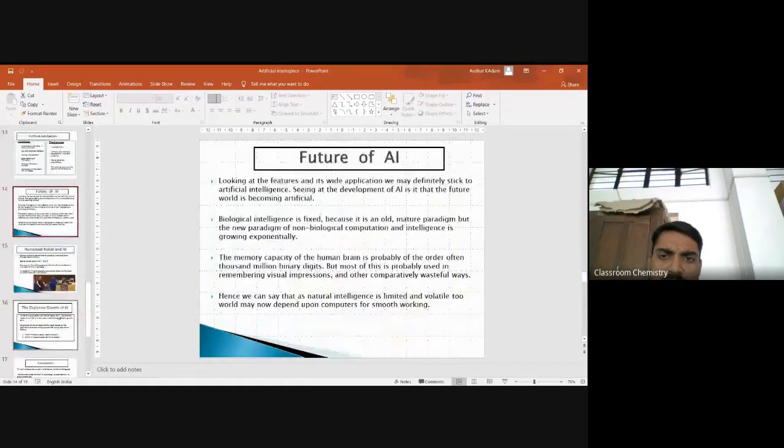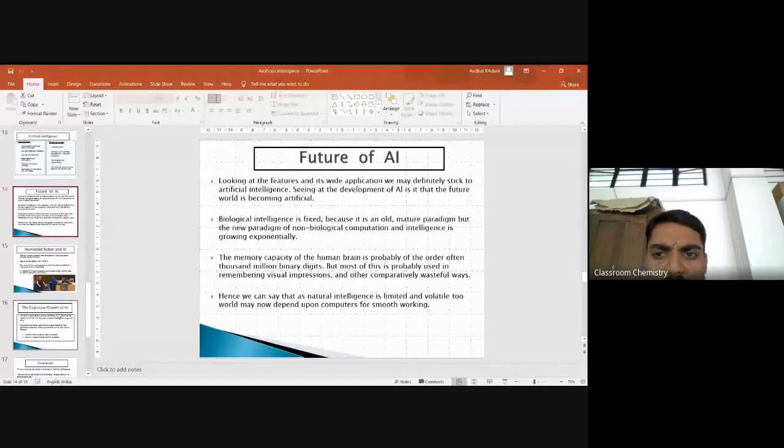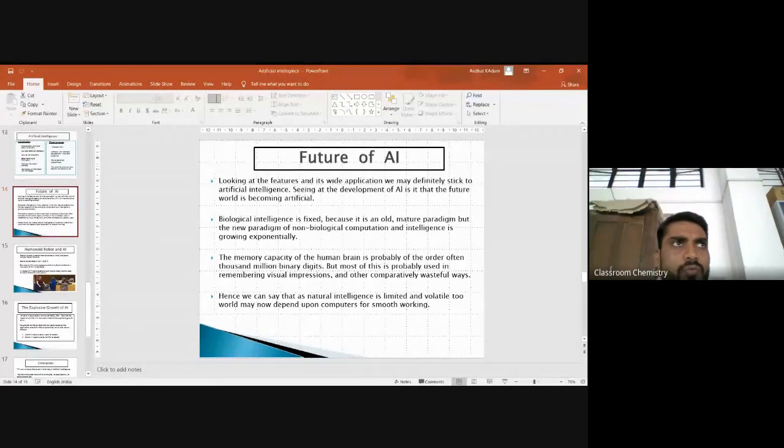Then the future of artificial intelligence. What is the future of artificial intelligence? Looking at the features and its wide applications, we may definitely stick with artificial intelligence. Seeing the development of artificial intelligence, the future world will become artificial. Now with increasing population, there is a need to use artificial intelligence to carry out different varieties of work instantly.